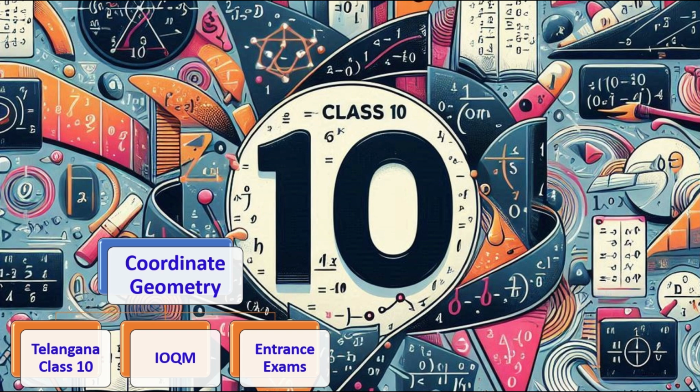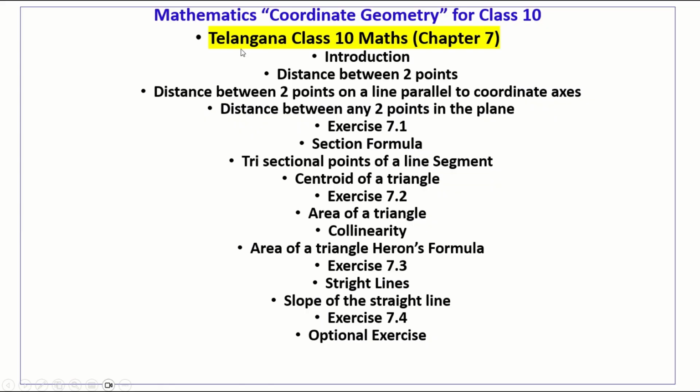So let's go through this lesson first and then solve some problems. What we cover in this is basically introduction, distance between 2 points, distance between 2 points on a line parallel to coordinate axis, then distance between any 2 points. Then section formula, then trisection points, which is an extension of section formula, centroid of a triangle, then area of triangle, collinearity, then Heron formula, of course, then straight lines and the slope.